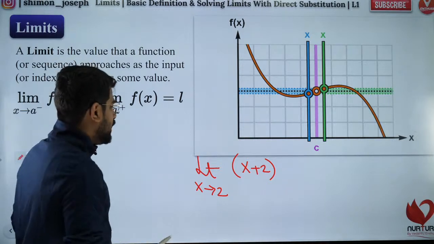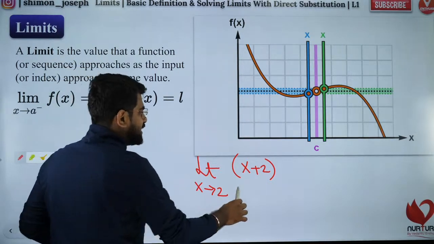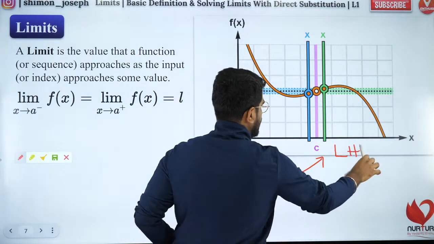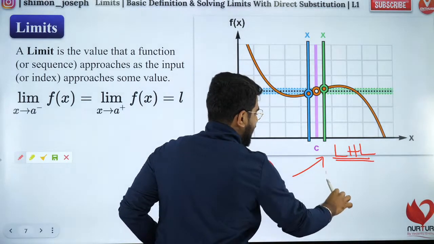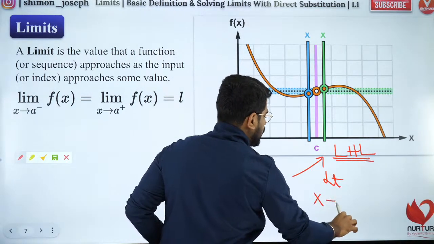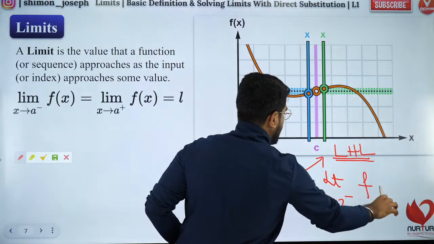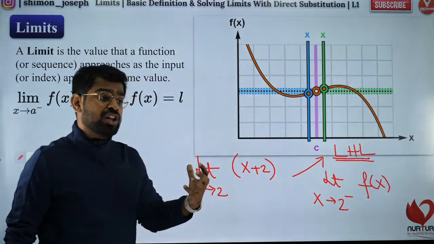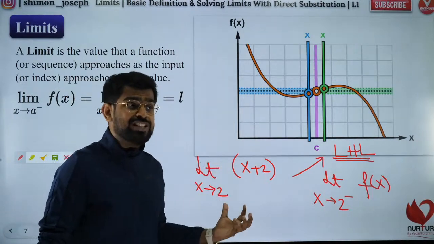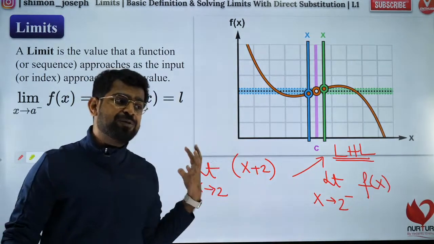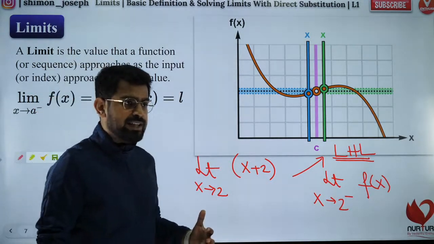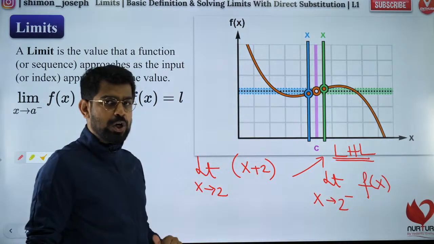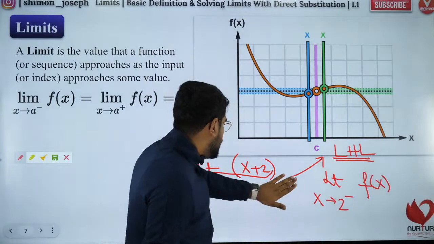Perfect. So people, what I'm going to do is write it as LHL and RHL. First, let me do LHL. First, I will evaluate LHL. LHL means limit x tending to 2 minus of f of x. Correct? LHL means I should approach the number from the left side of the function, from the left side of your number. Got it?